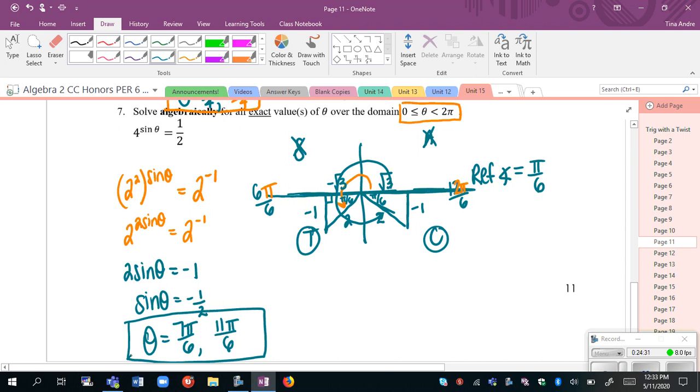So use those strategies. Look for your unit circle. Look for using your reference angles or your special right triangles to help you. And go ahead and try the homework problems.